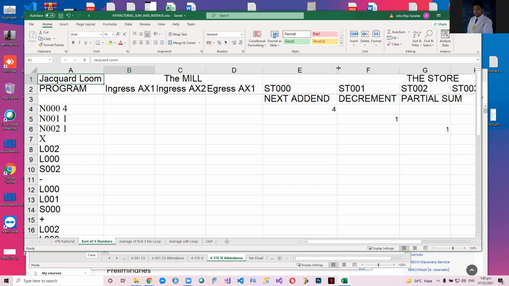Yes, sir. So the first program is to compute the sum of the first four numbers. Do you follow? I'm sure you know how to do this directly. There's a short way to do this.